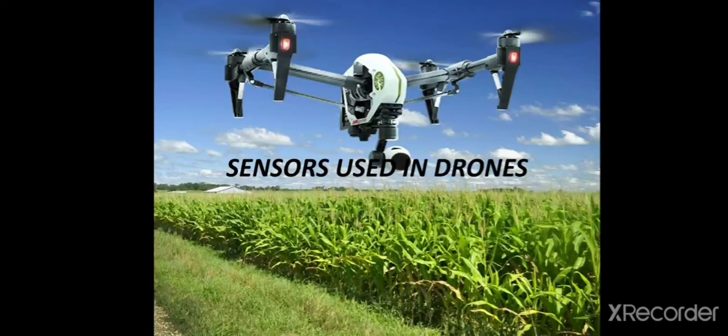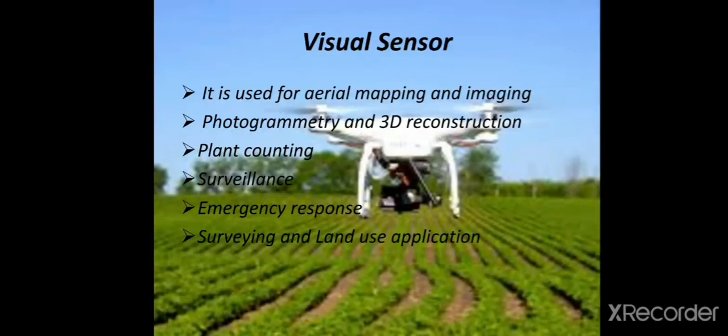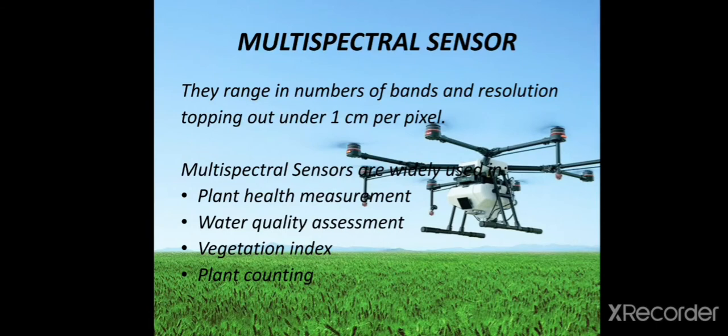Next, let's get into some sensors used in agricultural drones. First is the visual sensor. It is used for aerial mapping and imaging. Also, it is used to reconstruct some 3D images of the land. Plant counting, surveillance, emergency response, and surveying and land use applications can also be done using this visual sensor. Second is the multispectral sensor. It is used to sense plant health, water quality assessment, vegetation index, and plant counting.